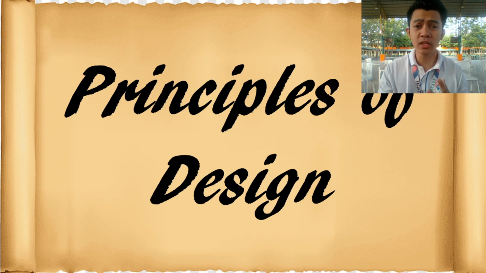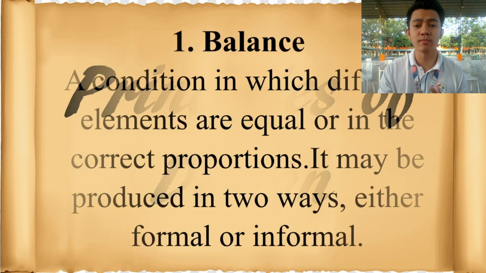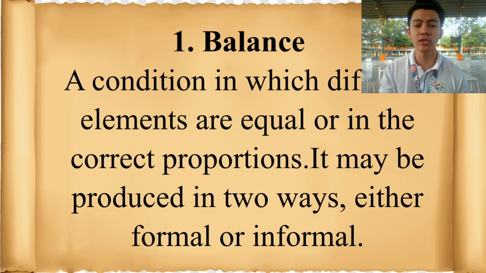The first one is balance. Balance, a condition in which different elements are equal or in the correct proportions. It may be produced in two ways, either formal or informal. When we say balance, it is the visual weight of elements in a composition.